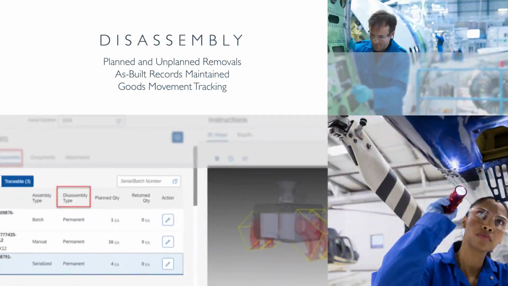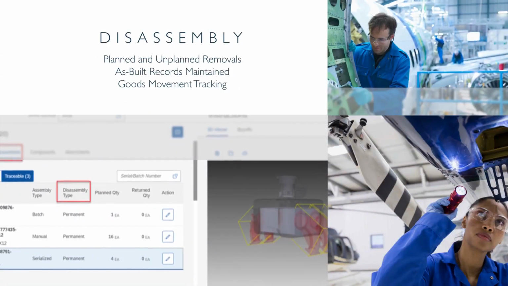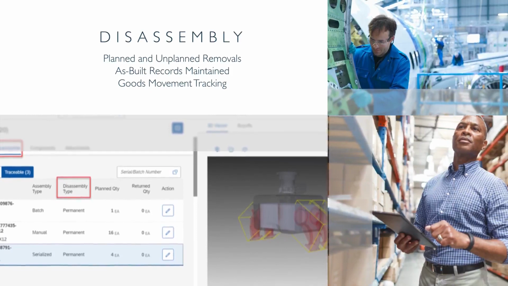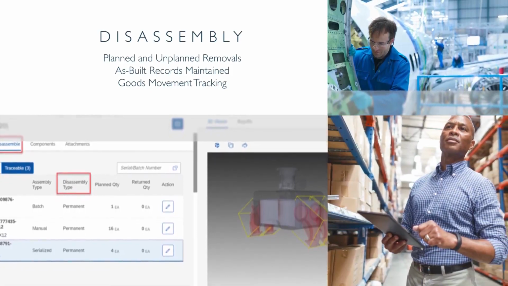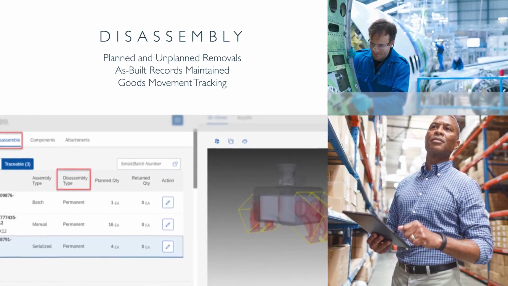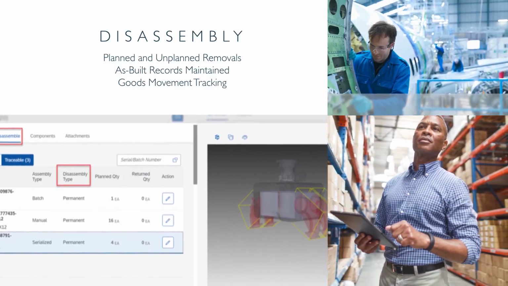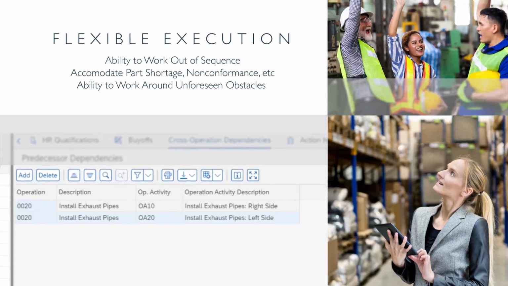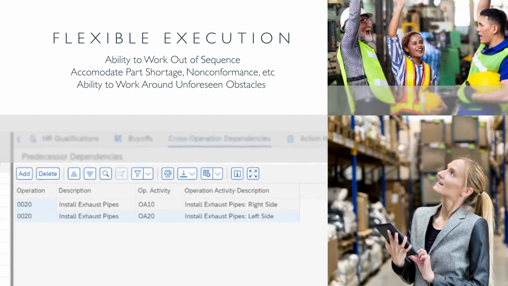Planned and unplanned removals are accommodated through disassembly functions within PEO. In all cases, when disassembly occurs, as-built history and product genealogy is maintained, and removed parts are tracked via goods movement within the system.